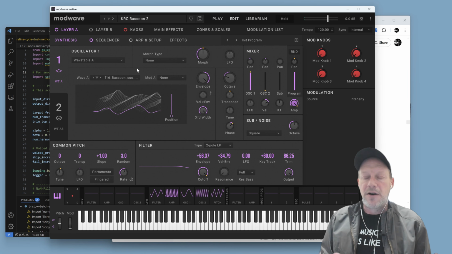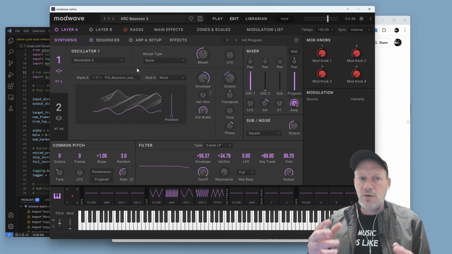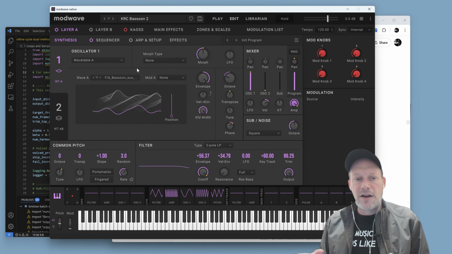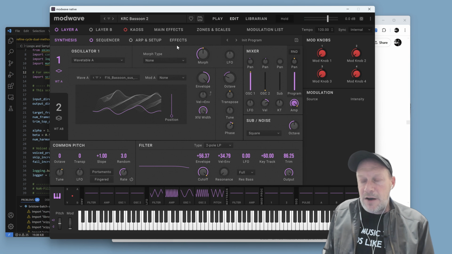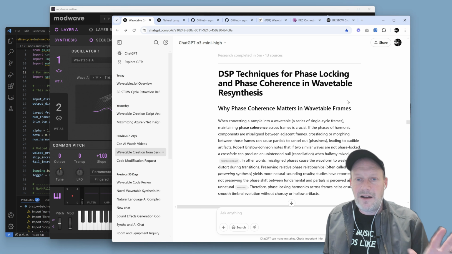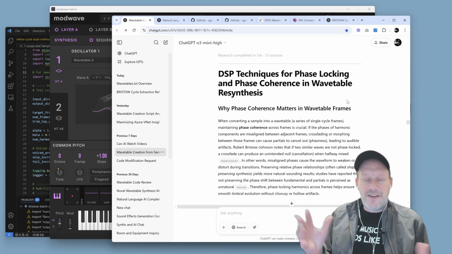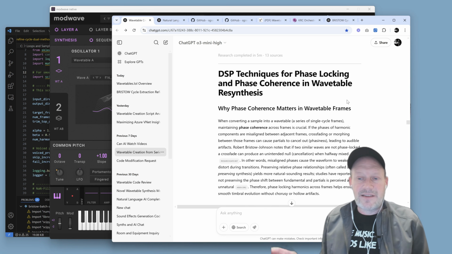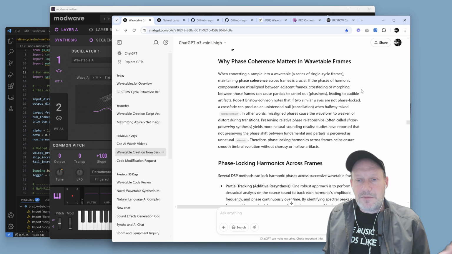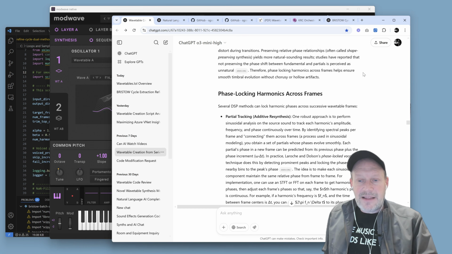Now, as we saw in Phaseplant's sample import, there's two components, right? There's getting that pitch part right, which is tougher than I thought it would be. And then there's the phase part, like how do you make a phase coherent wavetable? For the phase part, I did some research. I used deep research in ChatGPT, which is an awesome new facility. I did a whole video about it. I researched phase locking and phase coherence in wavetable synthesis, and I got a really great report back about this issue and about approaches to phase locking harmonics.